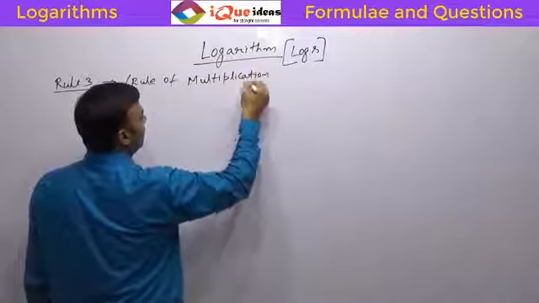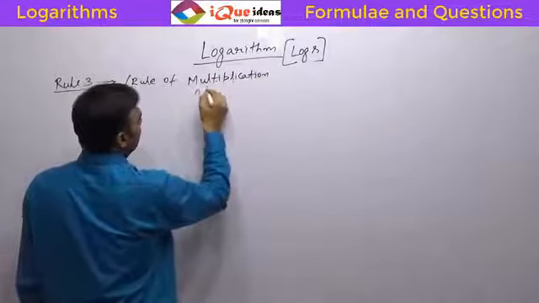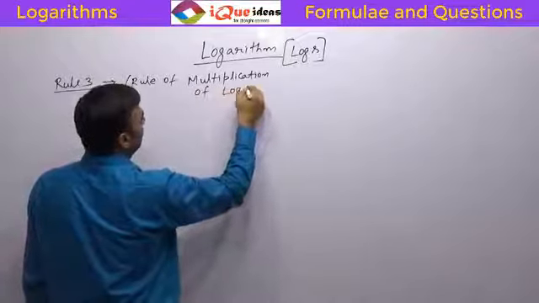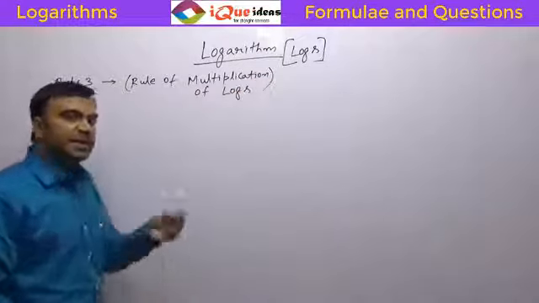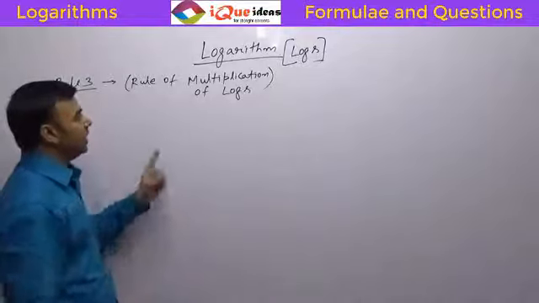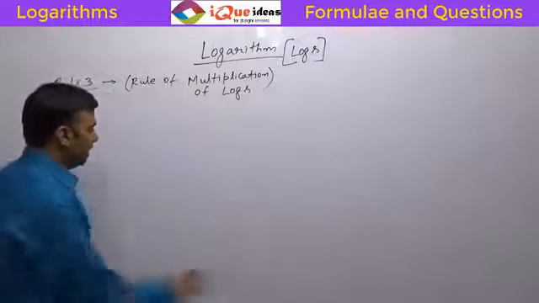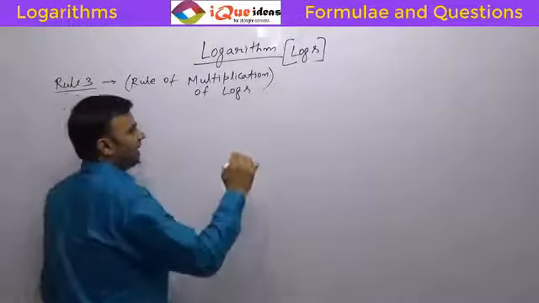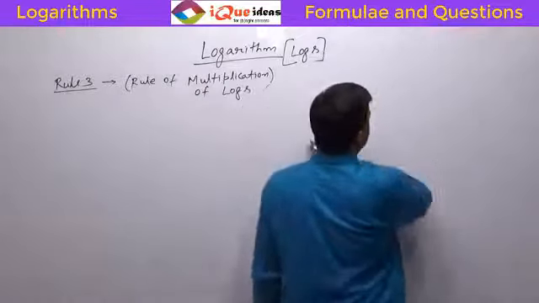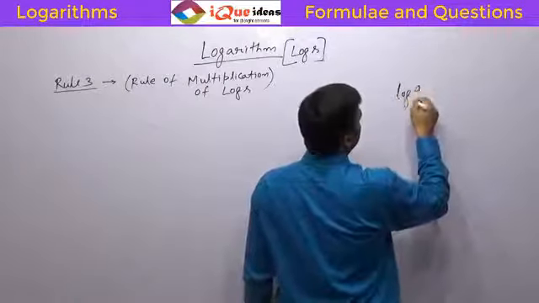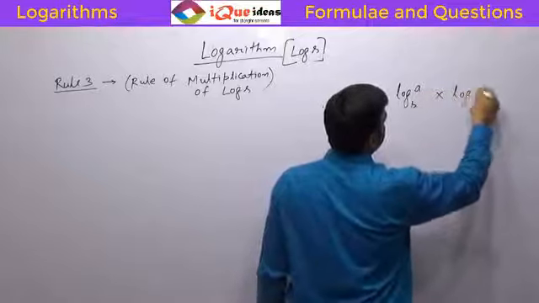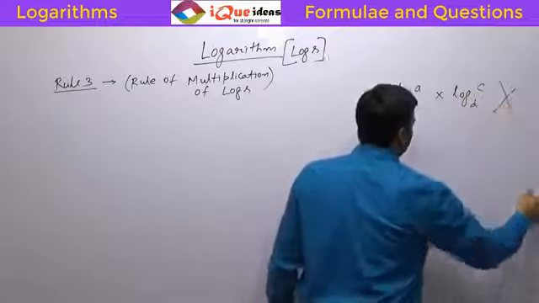Earlier what we did was multiplication of numbers inside the log. Here we are talking about multiplication of logs. Now how does it work? Let's see. Suppose I'll give an example. Can you say anything about log of a to the base b into log of c to the base d? No, there is no rule for this.